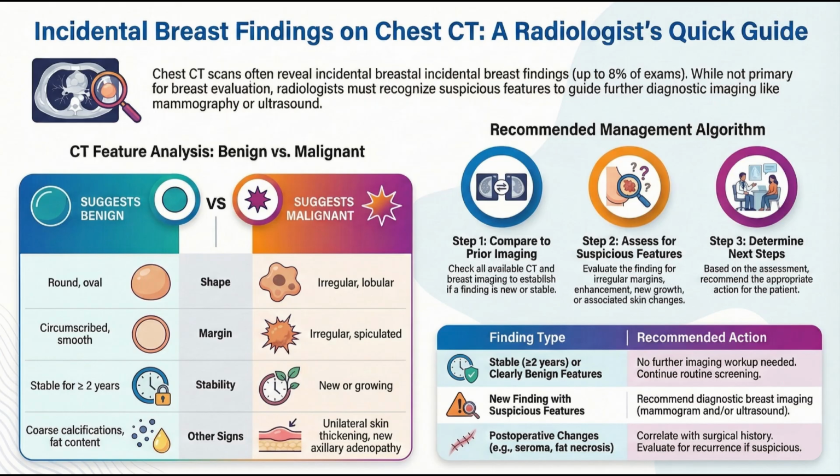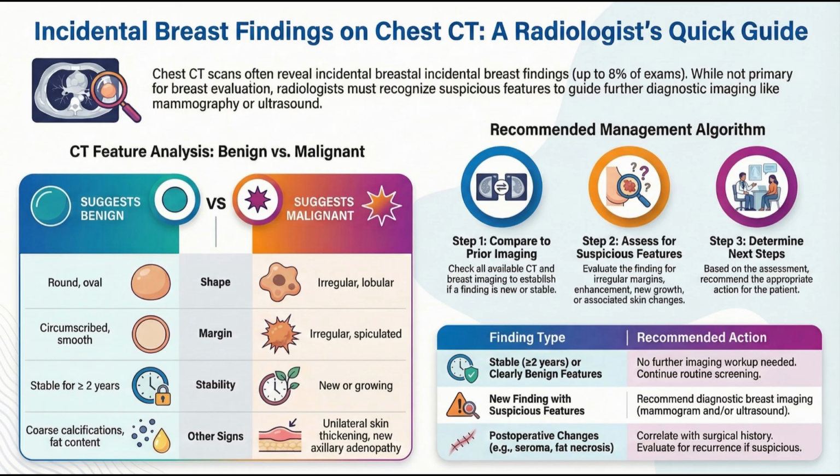And finally, what about local cancer recurrence? The rate is about 1 to 2% per year for the first 5 years. On CT, you're looking for new, enhancing nodules right along the edge of the flap or in the surgical bed. CT is actually very good at spotting this.